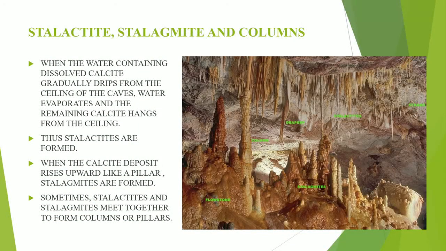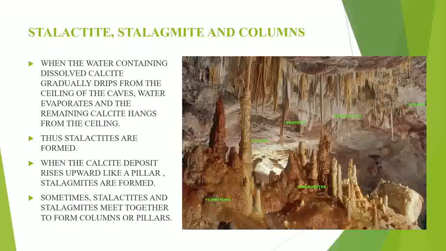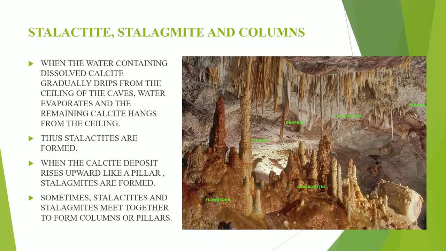Stalactite, stalagmite and columns. Now we will see one by one. What is meant by stalactite? A stalactite is formed when the water evaporates and the remaining calcite hangs from the ceiling. You can see that in this picture. The water is evaporated and the remaining calcite, calcium, is hanging from the ceiling.